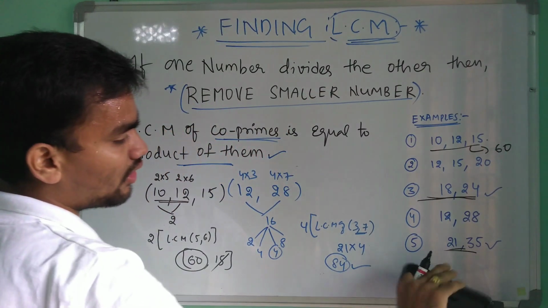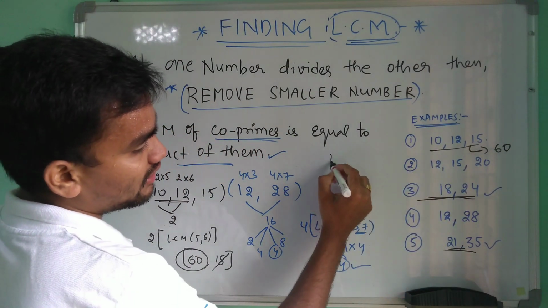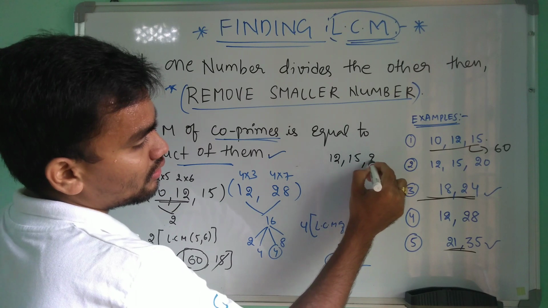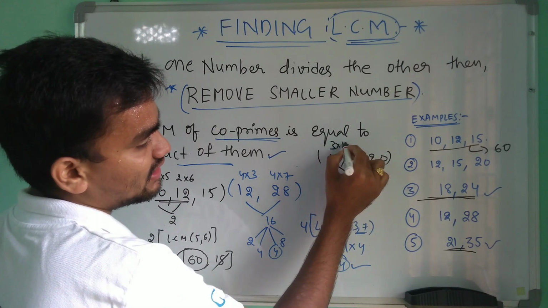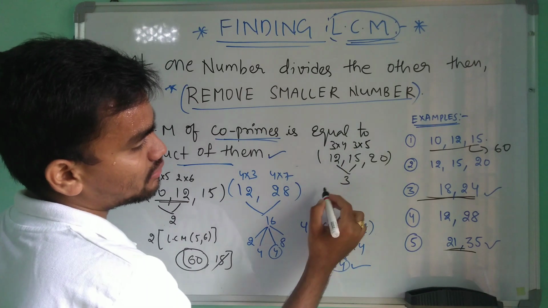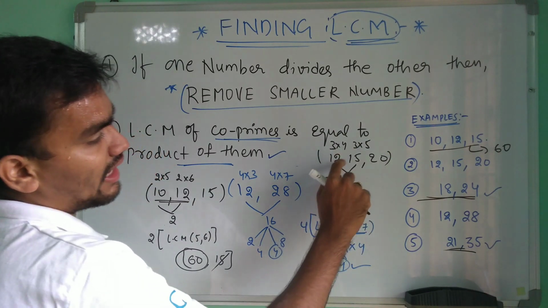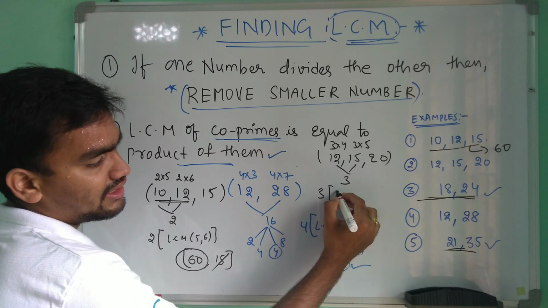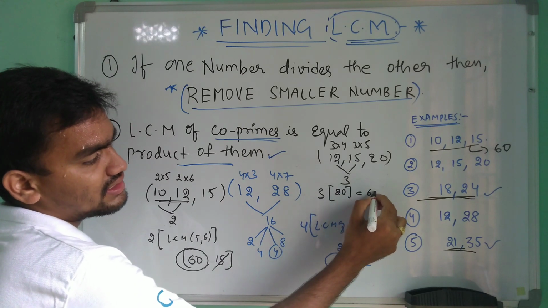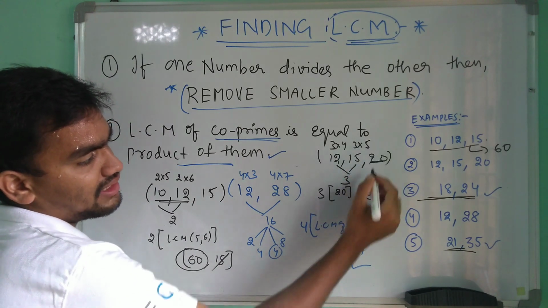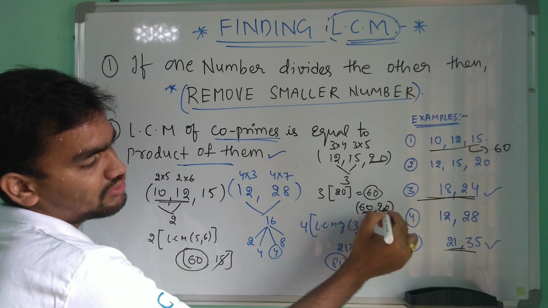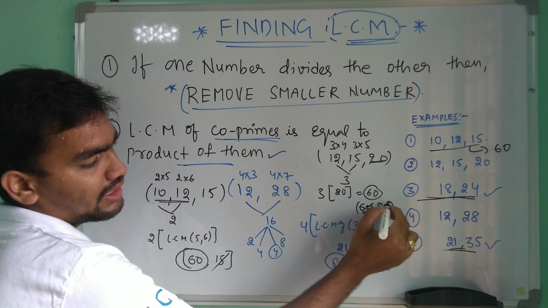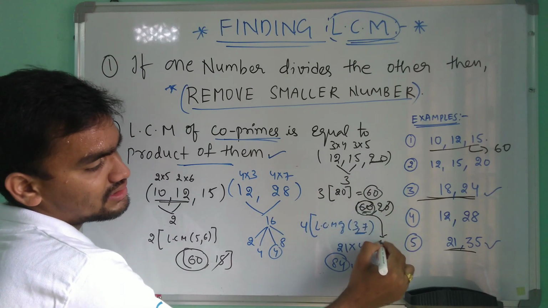In this way you can also try for 12, 15, 20. First compute for these two. The difference is 3. This can be written as 3 times 4 and this can be written as 3 times 5. So 3 times the LCM of 4 and 5, that is 20. So 3 into 20 is 60. Now the remaining number is 20. So now you compute for 60 and 20. Clearly 60 is divisible by 20, so I can remove the smaller one. So my LCM is 60.